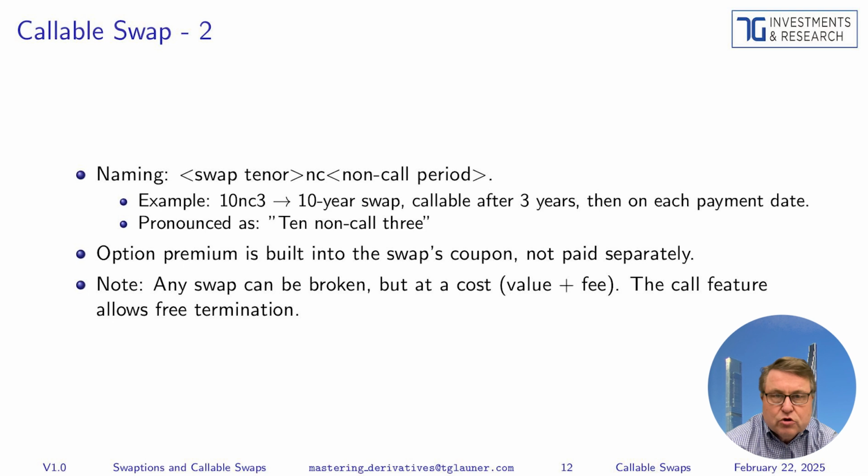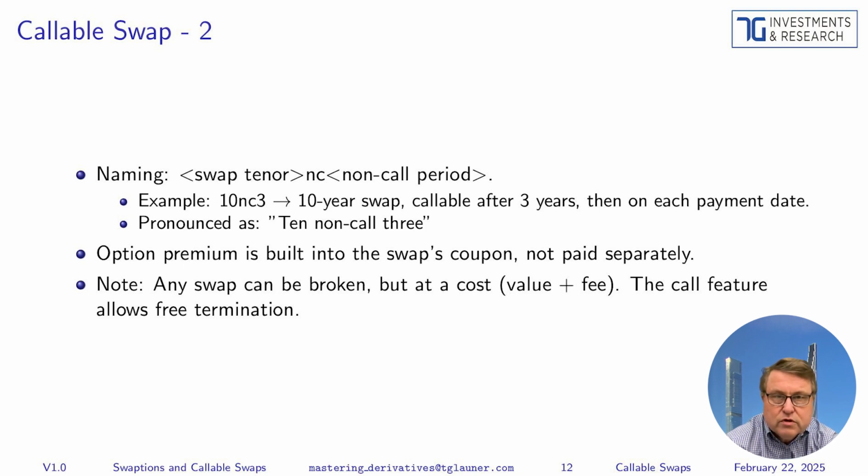In terms of naming conventions for callable swaps, we use the written format tenor of the swap followed by NC and then the non-call period. For instance, 10NC3 refers to a 10-year swap that cannot be called for the first 3 years, but may be called on any subsequent payment date thereafter. This is pronounced and stated as 10 non-call 3.